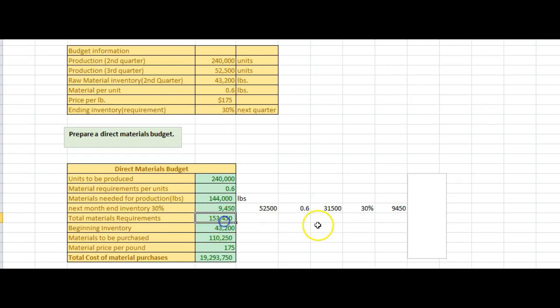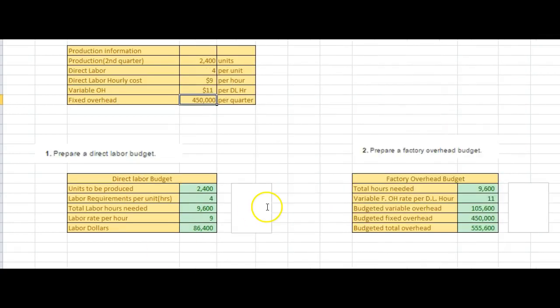So our total requirements are 153,450. We add these up. We had a beginning inventory, remember, right here. So we're going to subtract that. So what we have to buy is 110,250. And the price per pound is $1.75. So this is our budgeted cost of the materials purchased. It's mainly a plug and chug. You have all the numbers.